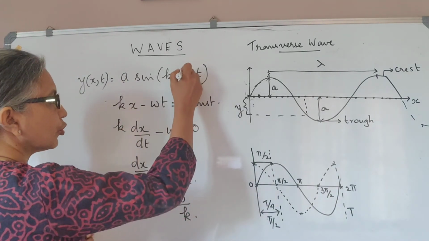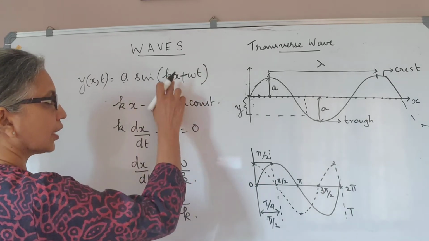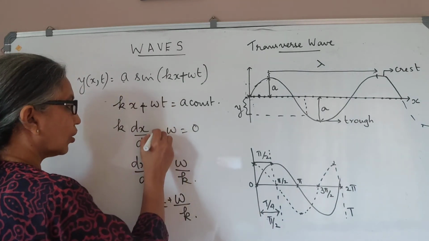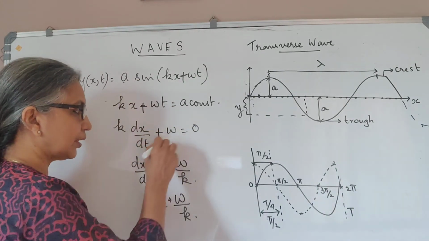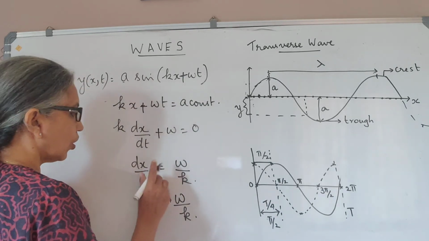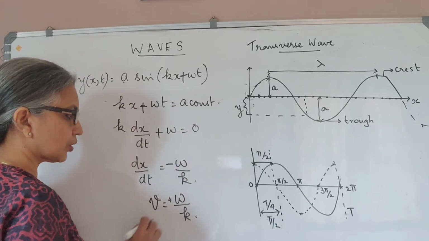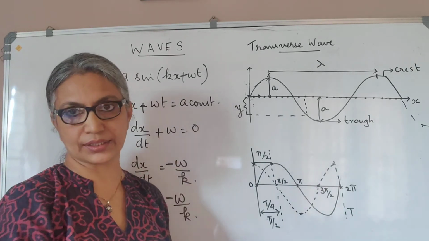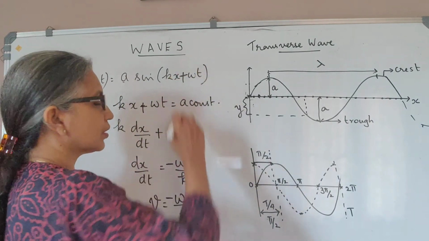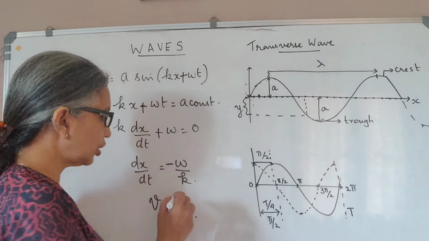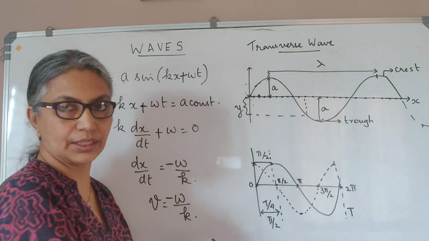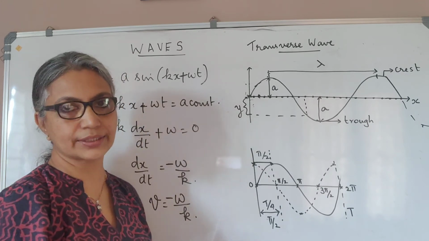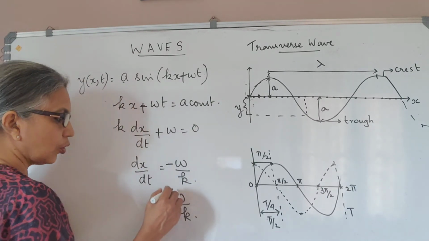On the other hand, if the phase of the wave is represented as kx plus omega t, then we have kx plus omega t a constant, or k into dx by dt plus omega equal to 0, or dx by dt equal to minus omega by k, showing you that the velocity of the wave is in the negative x-axis. So if you see the phase represented as kx plus omega t, you need to know that the velocity of the wave, which is omega by k, will be along the negative x-axis. So v is omega by k.